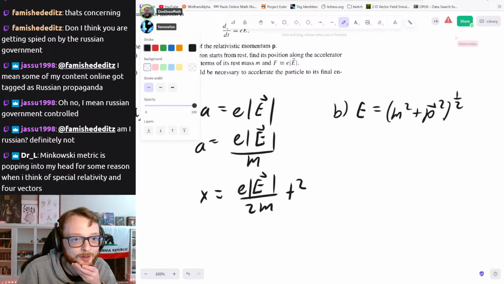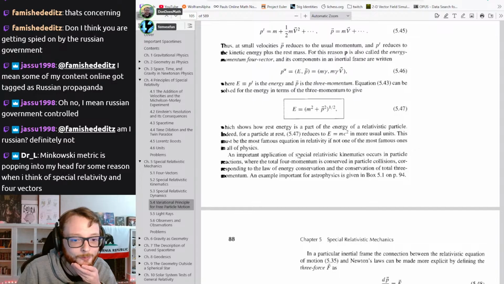Yeah, Dr. L, the Minkowski metric I think is what flat spacetime is called, like ds squared equals minus dt squared plus dx squared, yada yada.